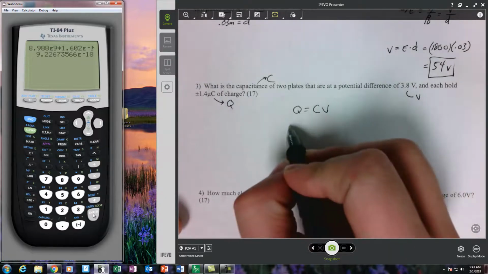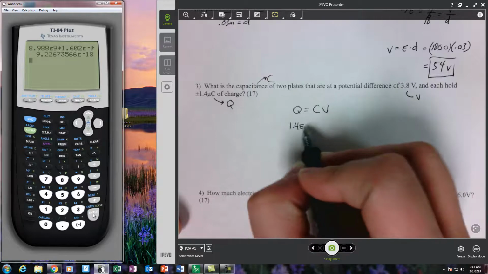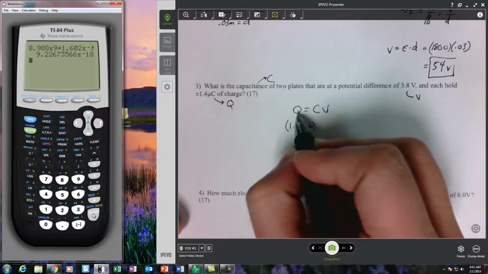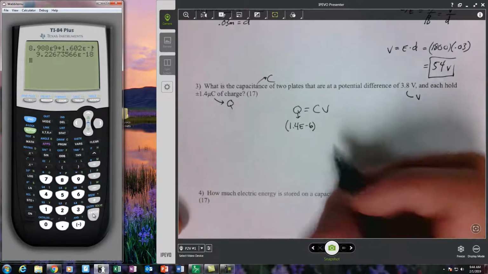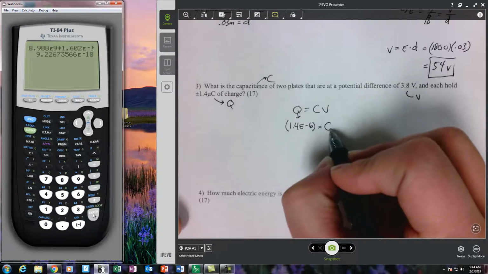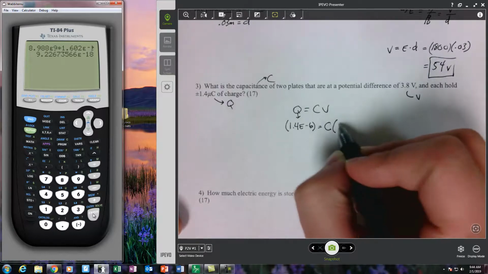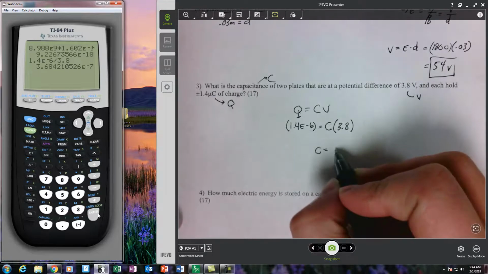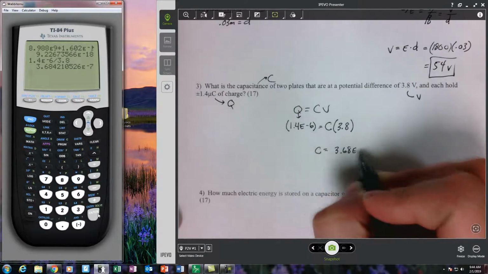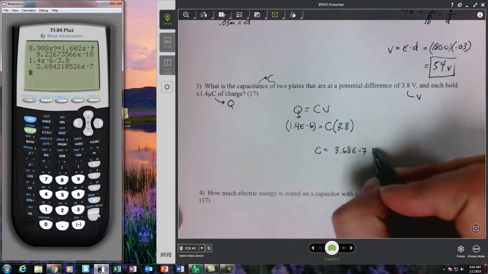Well, our charge is 1.4 E negative 6. Now remember, when we talk about charge on a capacitor, we always talk about the positive plate. It says plus or minus, but we're only going to look at the positive plate. So 1.4 E negative 6 equals C, our capacitance that we're looking for, times the voltage of 3.8 volts. We grab our calculator and do a division: 1.4 E negative 6 divided by 3.8. That gives us a capacitance of 3.68 E negative 7 farads.